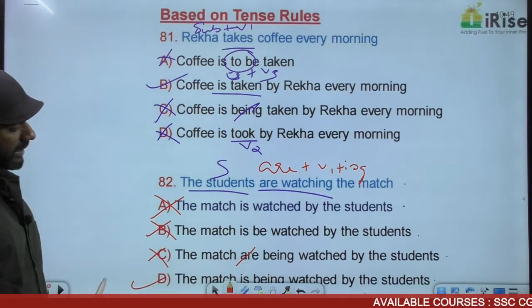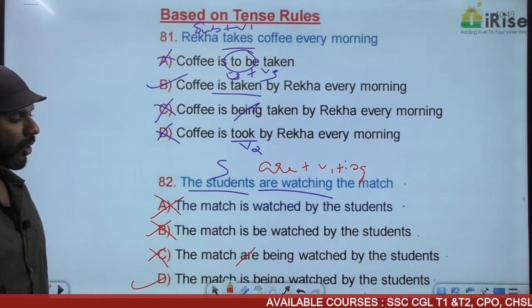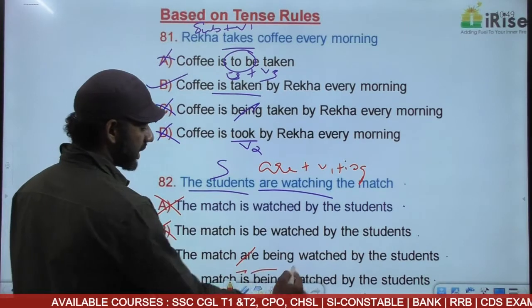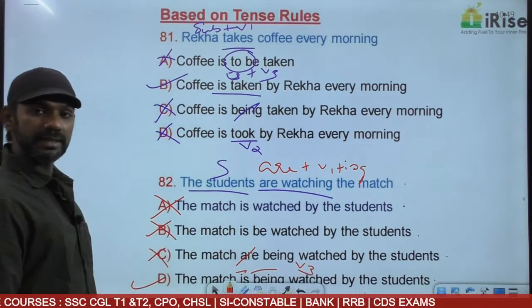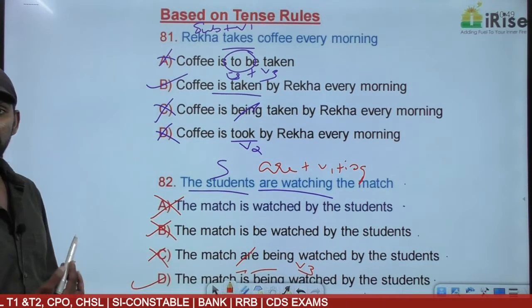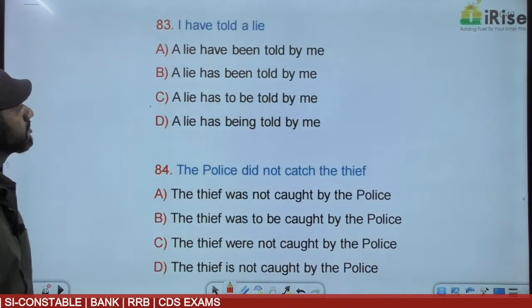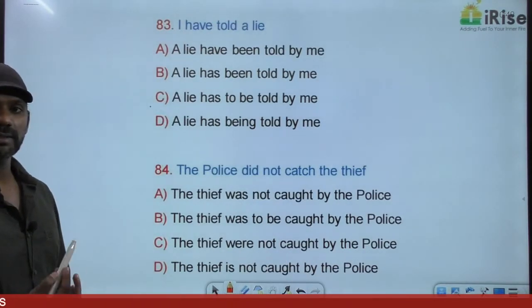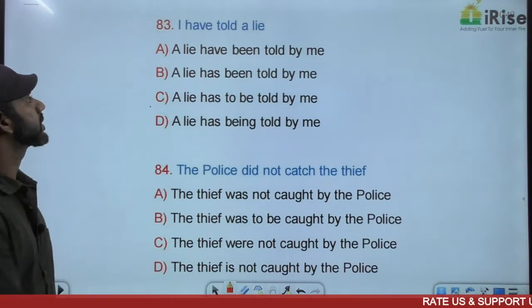Come to Delhi. The match is being watched by the students. Is being watched is plus being plus V3. Present continuous in the passive voice. The answer must be D. I have told a lie. I did the action. Subject comes the beginning in the active voice.